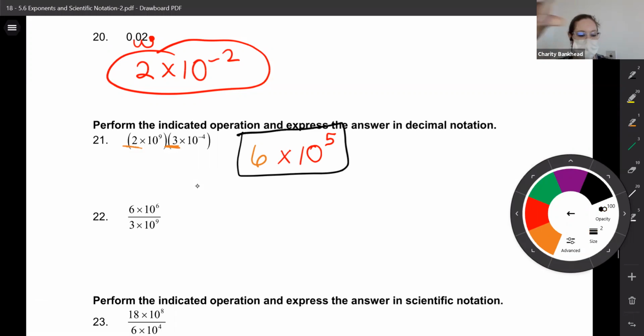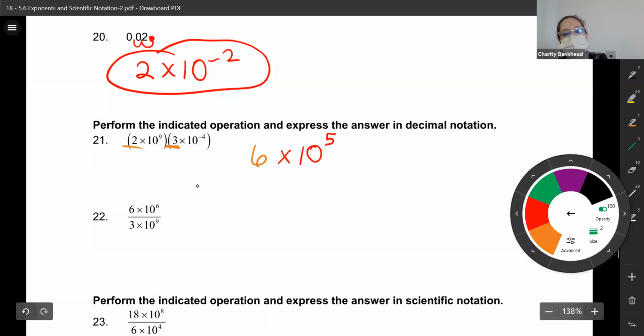Oh yeah, I forgot that part. Convert to decimal, so 1, 2, 3, 4, 5. So 600,000.